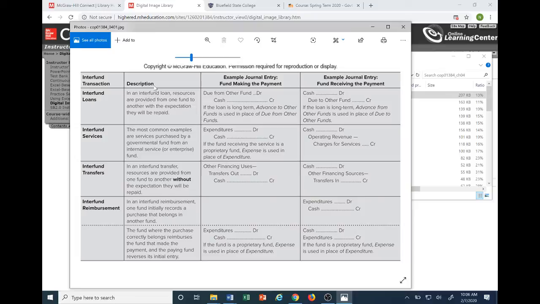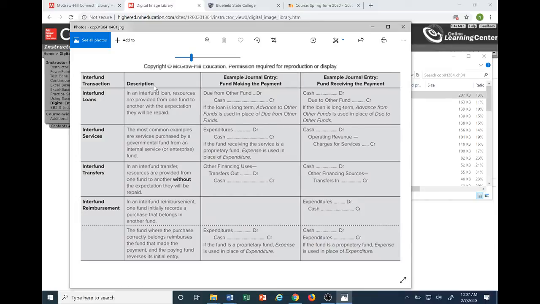Okay, so the fund where the purchase correctly belongs reimburses the fund that made the payment, and the paying fund reverses the initial entry, right? Because remember, the initial fund that paid for that service, where it originally didn't belong, incurred that expenditure and paid cash. So now the fund where it actually belongs is going to make that expenditure and then credit the cash. If the fund is a proprietary fund, expenses are used in place of expenditure.